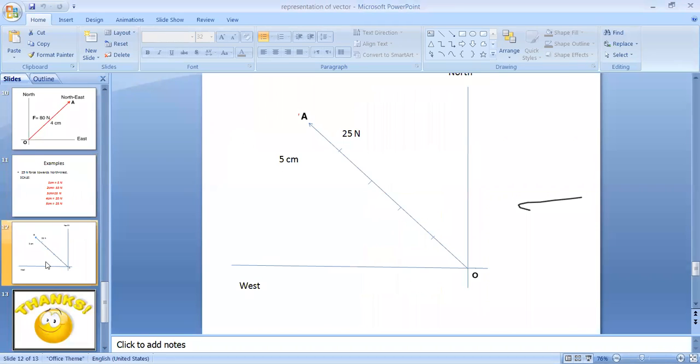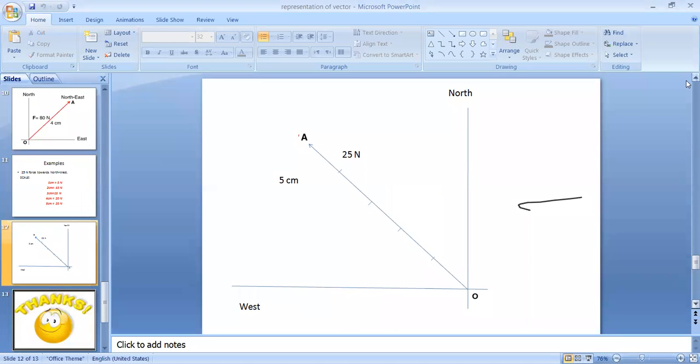Now I'm sharing the picture. This is your final picture. The direction is given from north to west, so you have to select only two directions, north and west. Clear? And northwest will be on your left hand side.